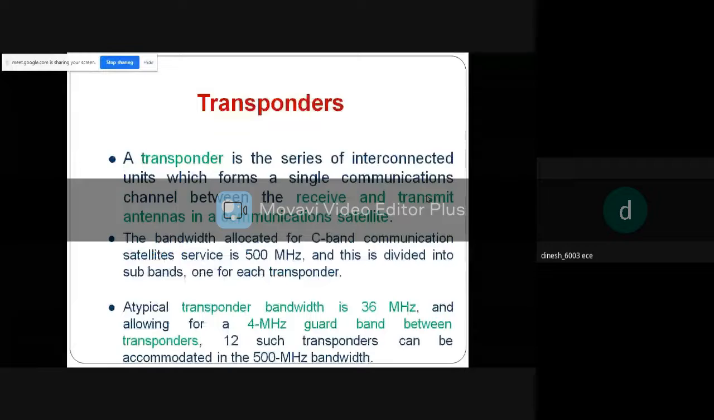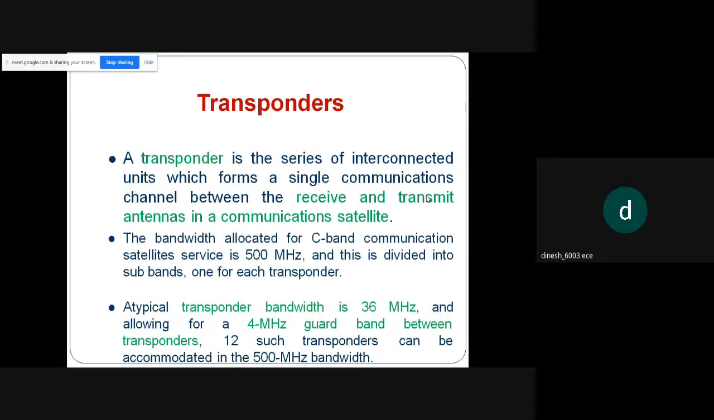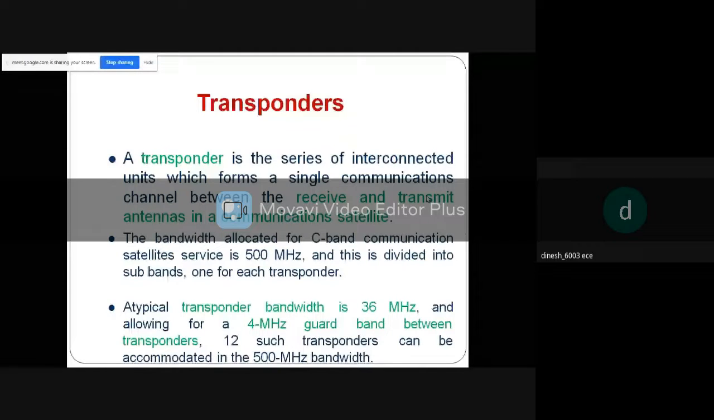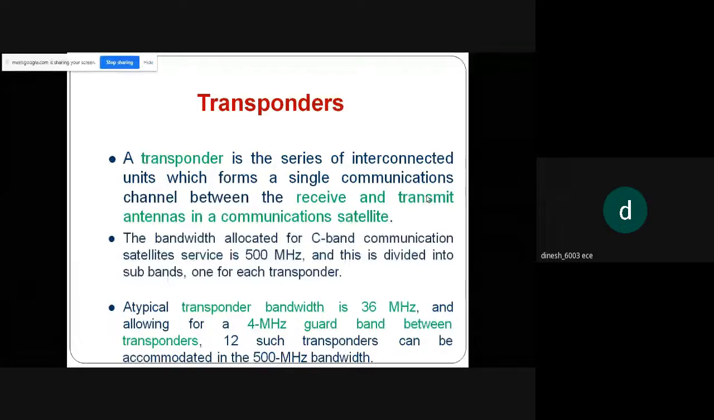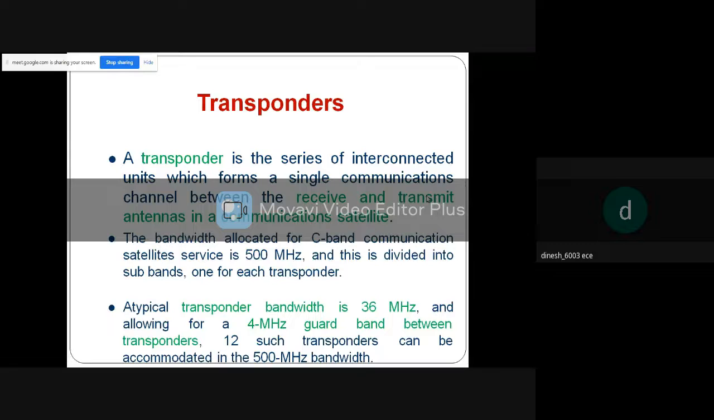So the next important part is the antennas or the repeaters or boosters, which we call the transponder. The definition of a transponder is that it is a series of interconnected units which forms a single communication channel between receive and transmit antennas in a communication satellite.